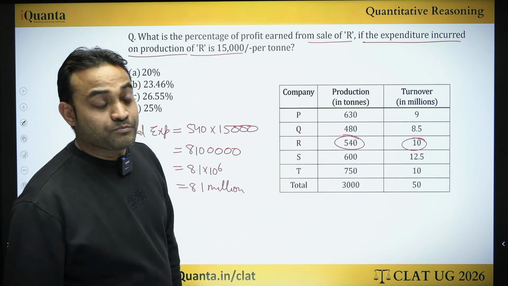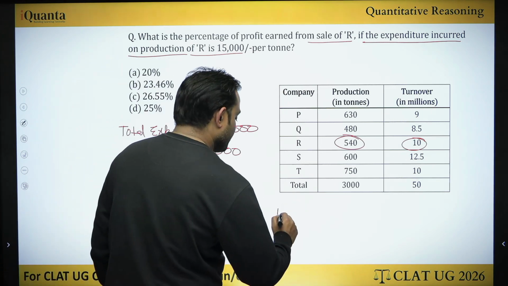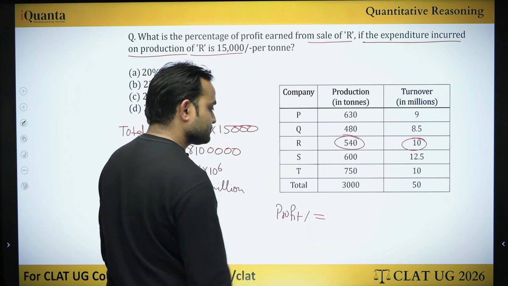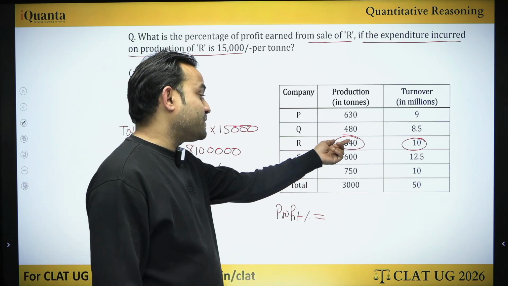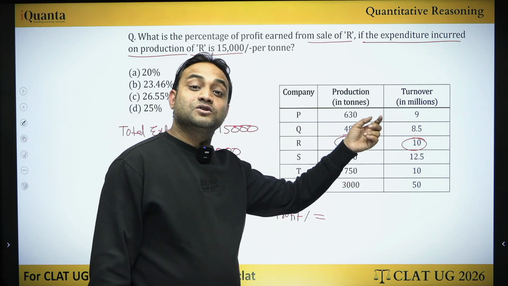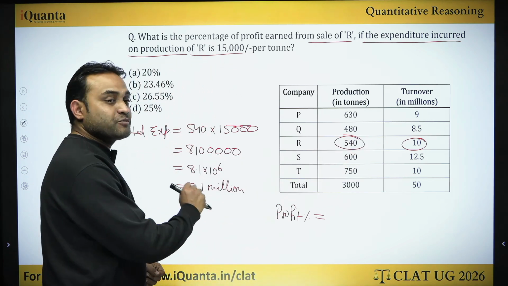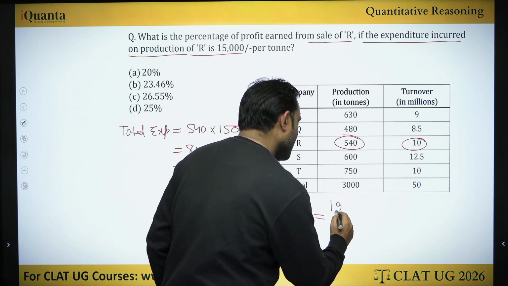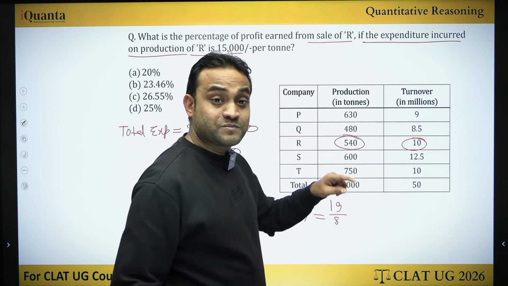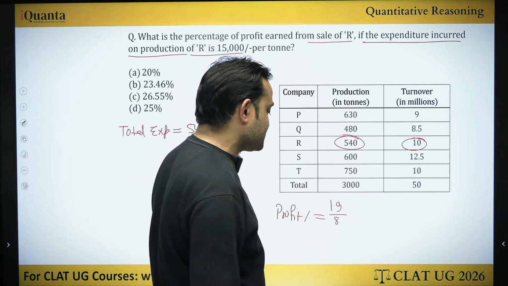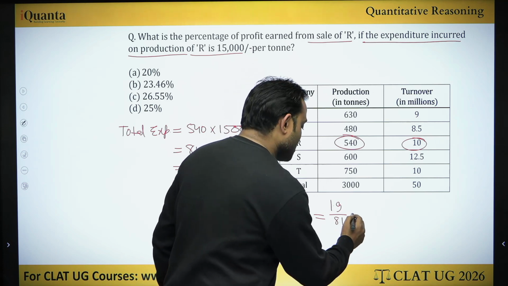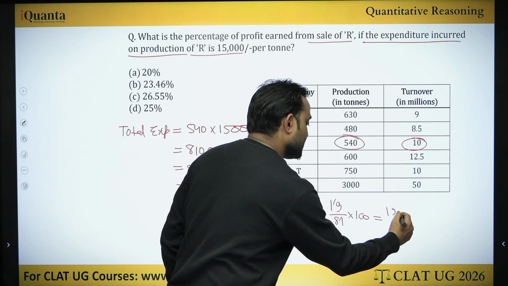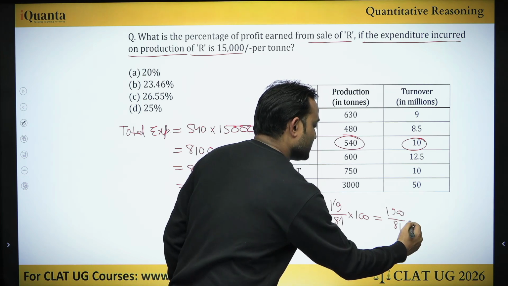How do we calculate profit percentage? Profit percentage is equal to the difference between the turnover and the expenditure. So expenditure is 8.1, turnover is 10, the difference is 1.9. 1.9 divided by the cost price. Remember, we just discussed this. Expenditure or cost price, same thing. So this is 1900 upon 81 percent.